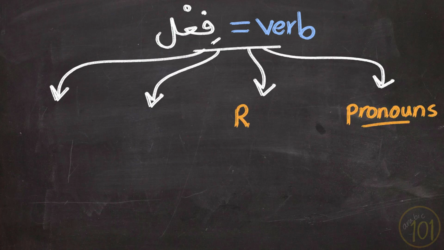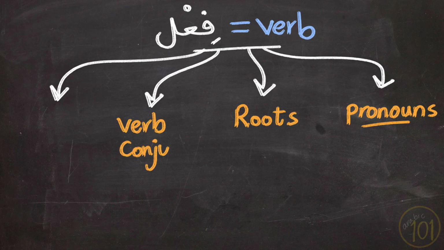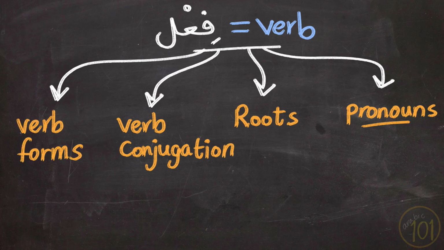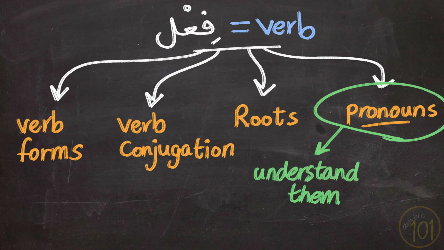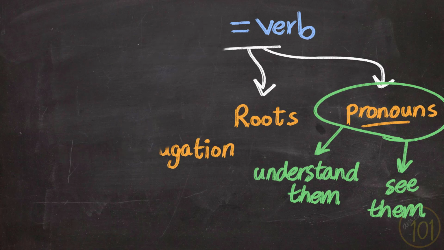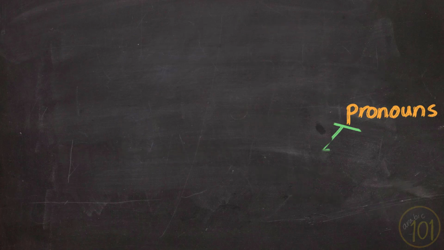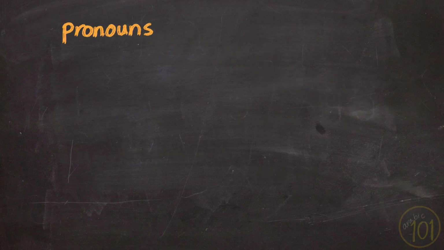The second one is how to root verbs. Third is verb conjugation. Fourth is going to be about verb forms. And today we'll start with the most basic and essential concept of verbs, which is understanding pronouns in Arabic and being able to see them in the Noble Quran. So let's get started. First, we need to understand what pronouns actually are.